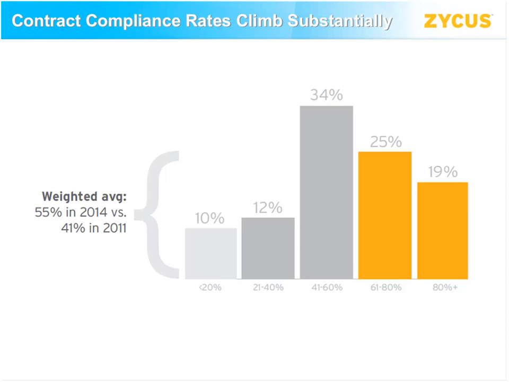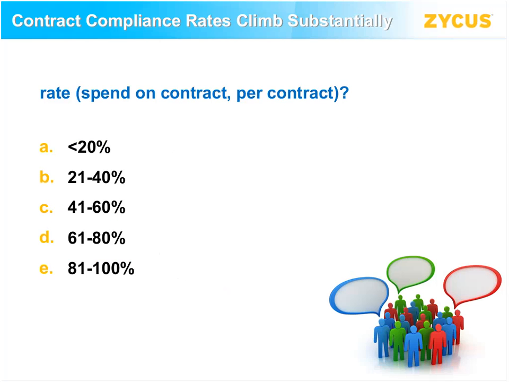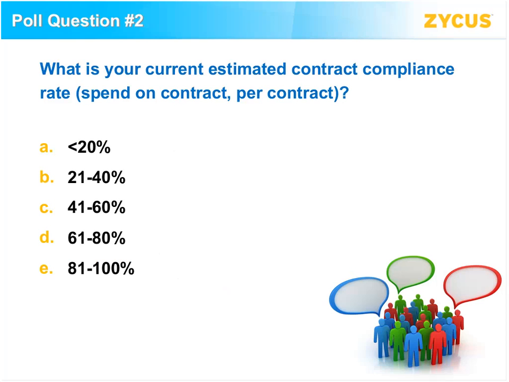So with that, I wanted to do just another poll question here quickly to, again, sort of set the baseline with our audience today. So with the question being, what is your current estimated contract compliance rate as defined by spend on contract and per the contract? So it's purchasing being made with the approved contracted vendors at the agreed negotiated prices and terms.